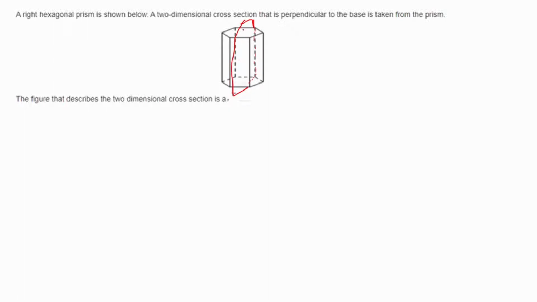Oh, look, something like this, right? And then that means what is our cross section here? Well, this is simple. A cross section that is perpendicular to the base of any prism is always going to be this shape here, which is a rectangle. So if we have a cross section that is perpendicular to the base, it's a rectangle. If it's parallel to the base, it's going to be the same shape as the base, right? And that goes for pyramids also.